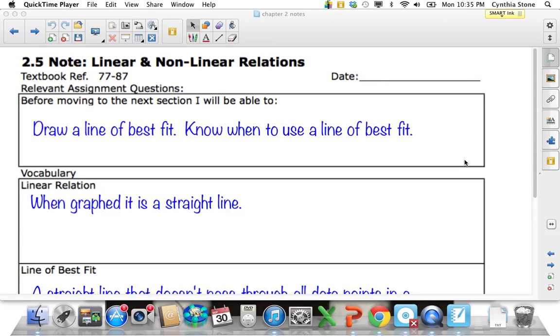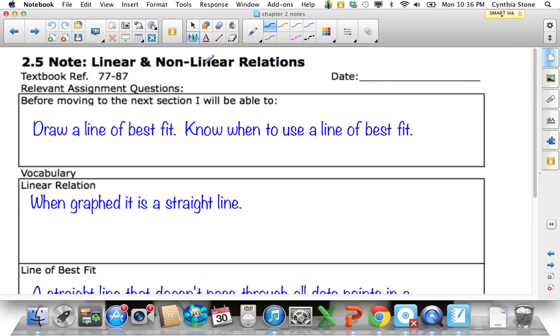Okay, so section 2.5, linear and nonlinear relationships. So let's see what that means. Basically, our goal for today is that by the end of this section, by the time you finish this note, you know how to draw a line of best fit, and you know when it's appropriate to use a line of best fit. And I suppose maybe most importantly, you know what a line of best fit is, of course.